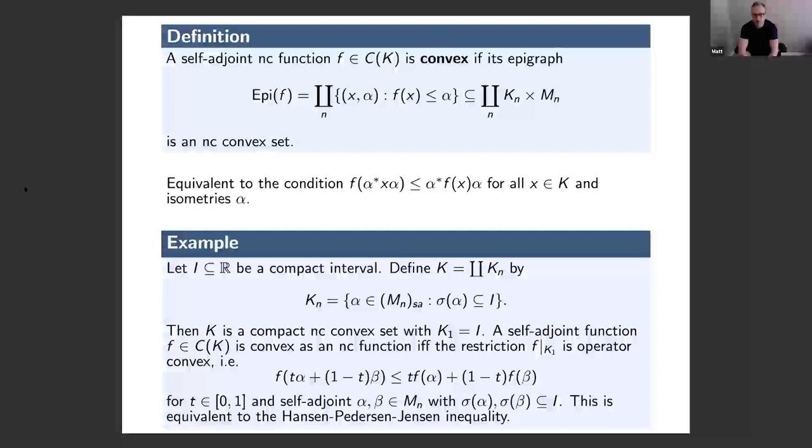This fact is actually equivalent to what's now often known as the Hansen-Pedersen Jensen inequality for matrix convex functions or operator convex functions, which basically is the last displayed math that I have on this slide.